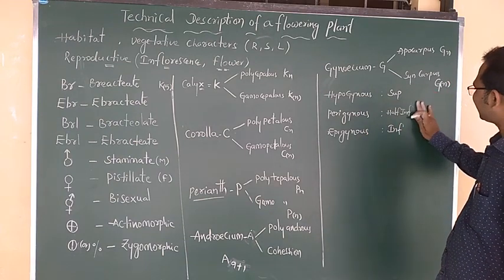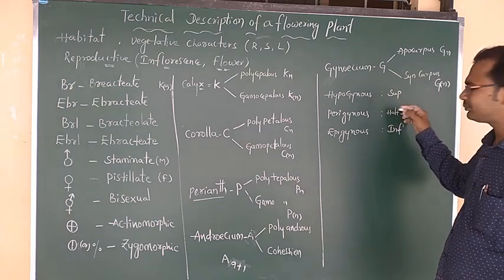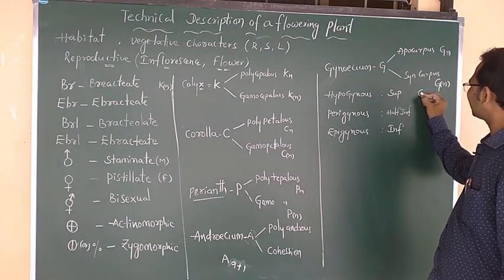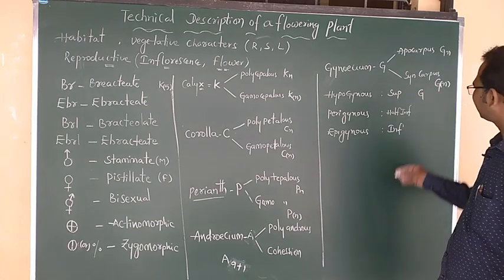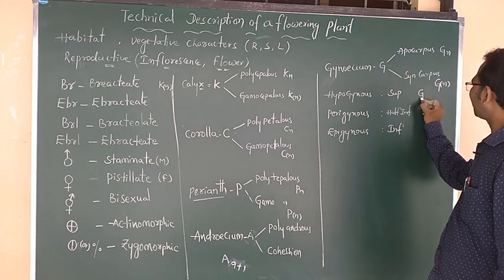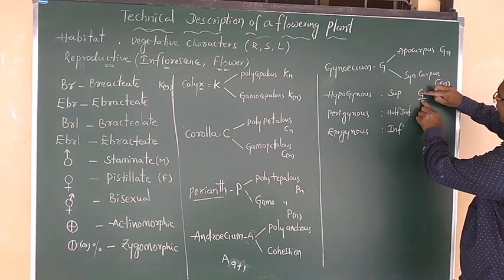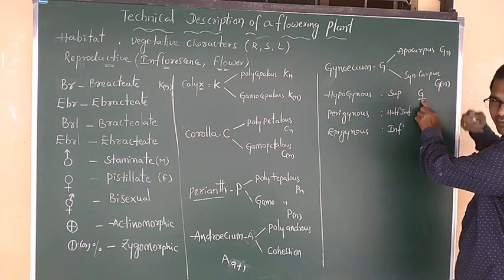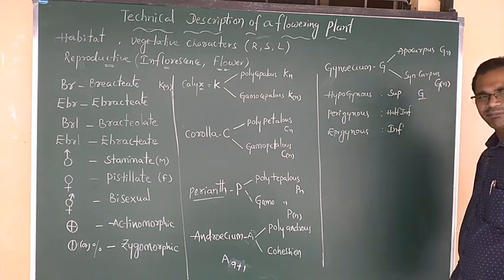Now there are three possibilities in the flower. Take the first condition, hypogynous flower, where the ovary is superior. I am taking this as G. If the ovary is superior, draw a line on the downside. Down means what? Gynoecium. Ovary up. Up means what? Superior. That's why the line is drawn on the downside.